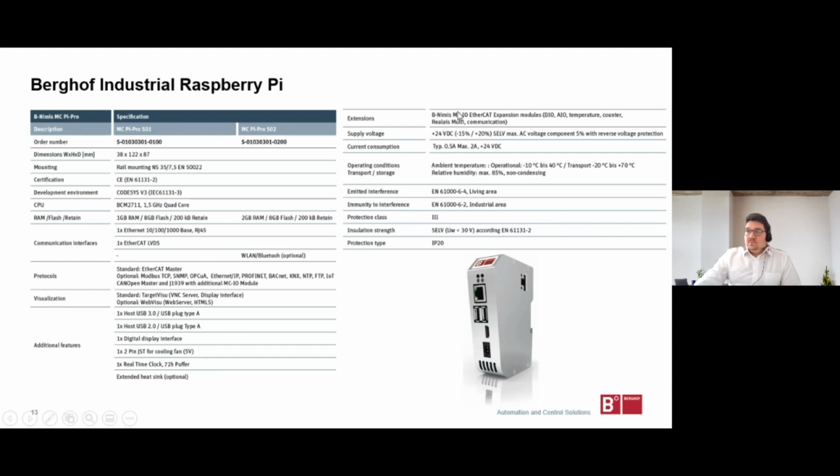As an extension, we can use, of course, our MCPI portfolio, and our temperature range is from -10 degrees Celsius up to 40 degrees Celsius, and this can also be higher with additional cooling. This is for the passive cooling that comes by default.